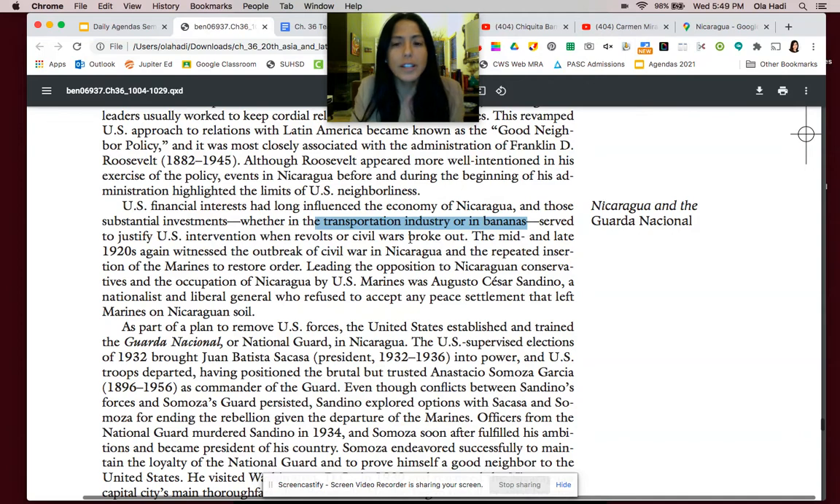There were all kinds of investments. Eventually, there's going to be the civil war in Nicaragua, and you have basically a restoration of order with the help of the U.S. Marines. There were some Nicaraguans that were very much against the occupation of Nicaragua, the stationing of American troops, like U.S. Marines, on Nicaraguan soil.